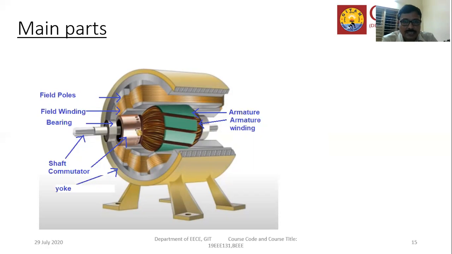And supporting an outer frame called yoke, as well as bearings, are there to support the rotating part, right? This armature is a rotating part. The other remaining things, field poles and field winding, are stationary here. In the armature, as I told you, there are conductors connected in series which form a winding. That is called the armature, supported by bearings at the end.